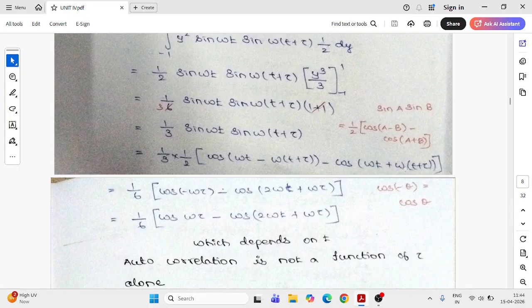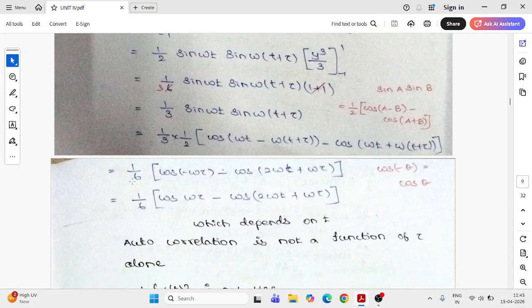Here it is omega t plus omega t, so 2 omega t plus omega tau. So this is cos minus omega tau. This is cos minus theta. We know that cos minus theta is cos theta. So it becomes cos omega tau minus cos of 2 omega t plus omega tau. This is the autocorrelation function. Here we can notice that it has a t term in this autocorrelation function.